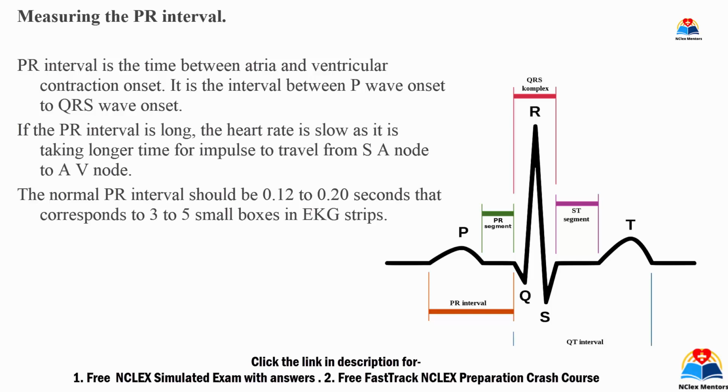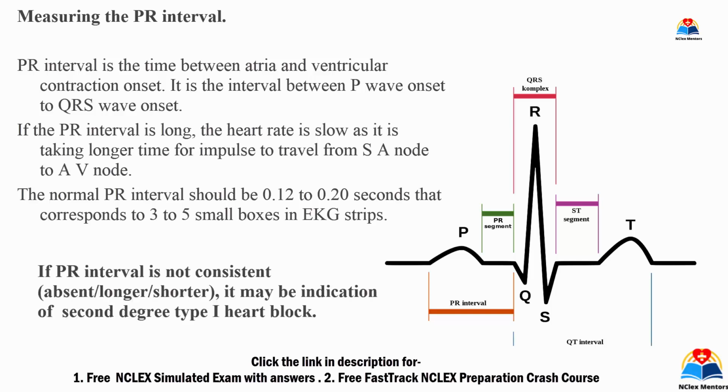Basically, what you are measuring is how long it takes, in time, for the electrical impulse to travel from the SA node to the AV node within the conduction system of the heart. It is important to understand that the longer the time, the slower the heart rate. Also, you need to see if the PR interval is consistent or not. If it is not consistent, this may be the indication of second-degree type 1 heart block.